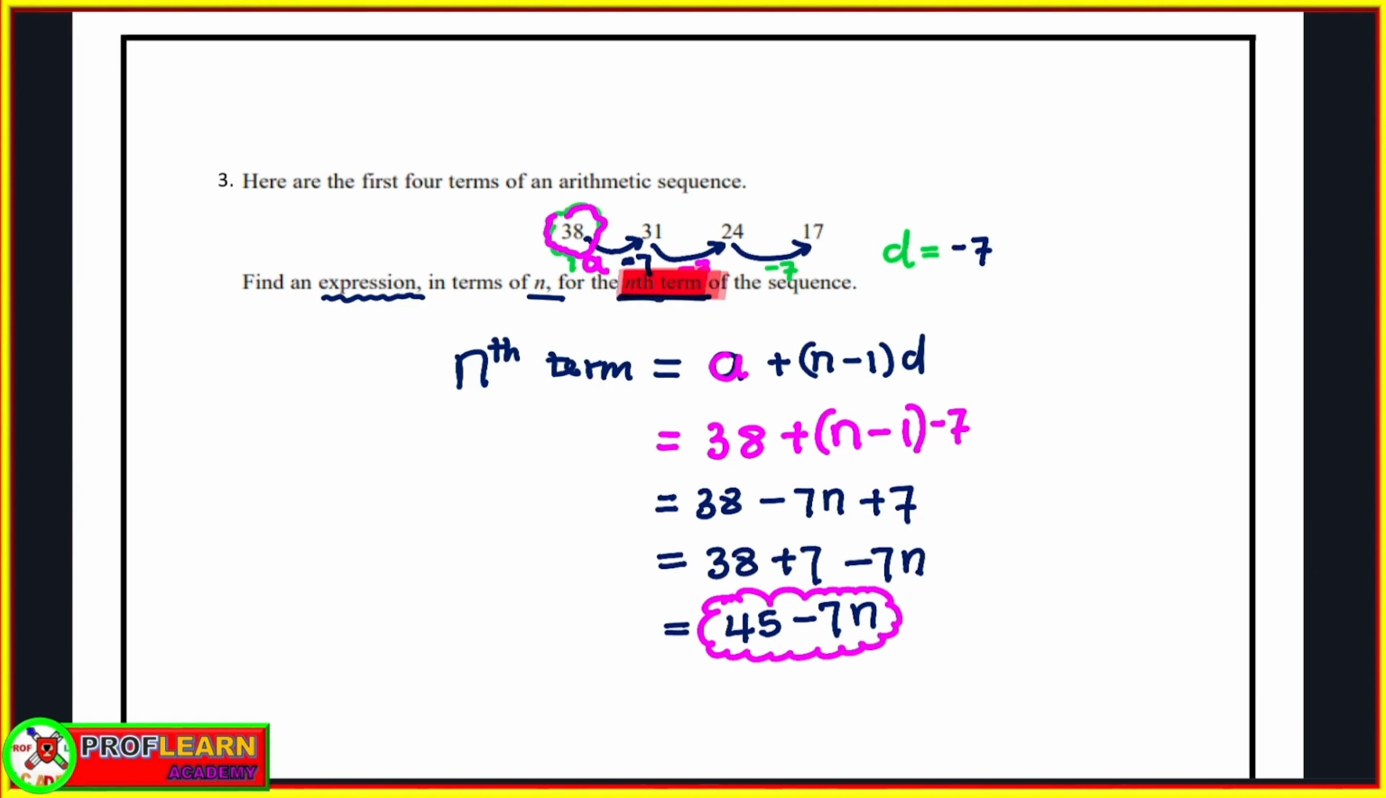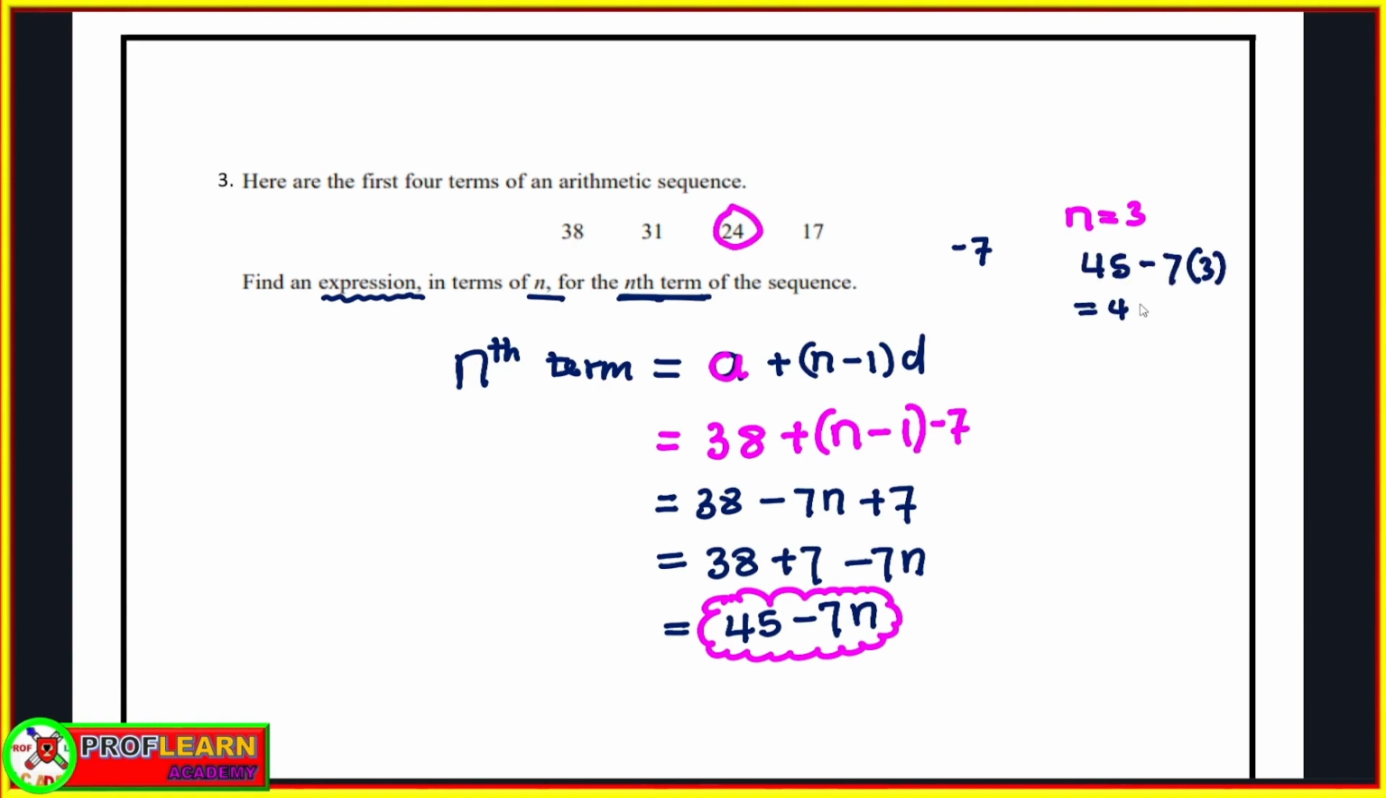So to show you and to prove that 45 minus 7n is a true expression, we are going to test when n is 3. We can see when n is 3, the third term is 24. So let us do that. So when n is 3, we expect to get 24. Let's see if we substitute into this formula. We are going to get 45 minus 21, and if you do that you get 24. So this is true, and this is the expression that we wanted.